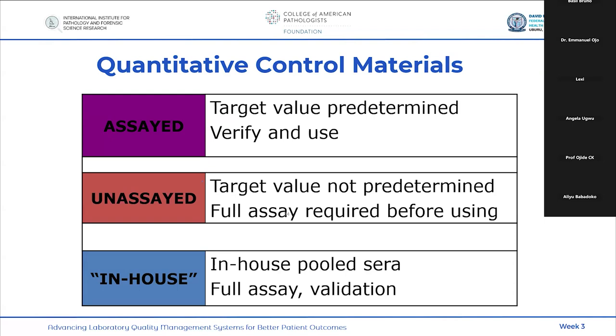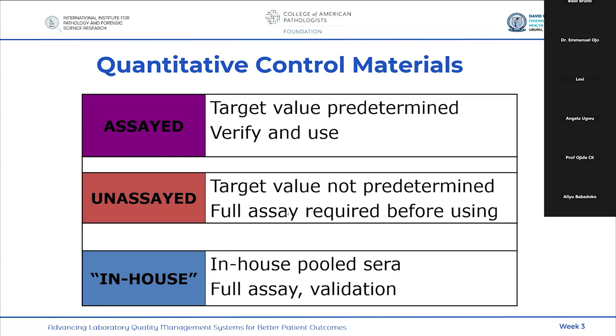By unassayed, we mean we've just been able to prepare a quality control material that has been stabilized, and then you can have it available. But the lab will need to do a full assay, trying to run everything to determine those target values yourself. And then we'll talk about the example of in-house pooled sera that require full assay and validation.